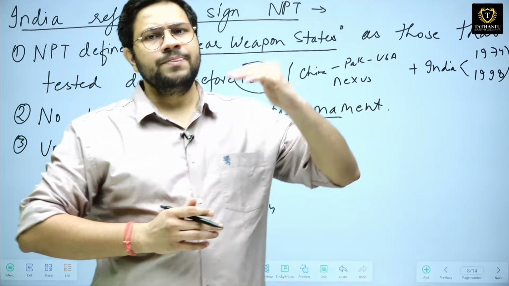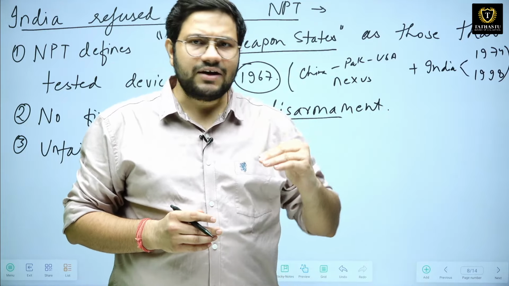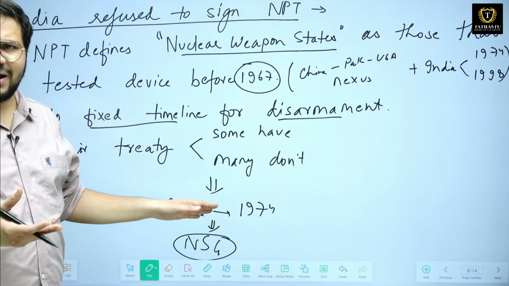Clear? So far it is clear that in 1970 a treaty was made, but India didn't sign. Then in 1974 we went for our first nuclear test, that is the Pokhran or the Smiling Buddha.